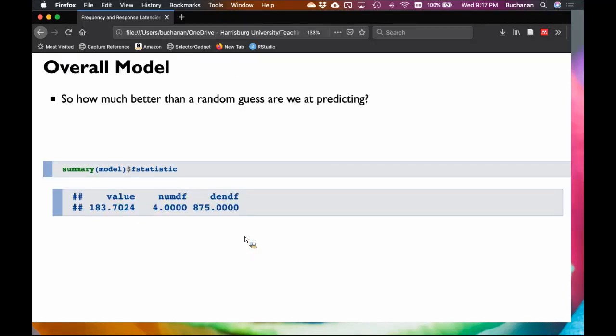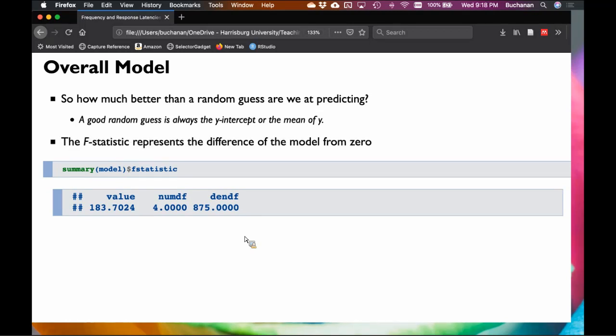But overall, how much variance is that total? Because I've talked about how the math does not add up in such a way that I can just say, oh, that's like 40% of the variance. It might, but it doesn't. So how much better are we than a random guess? A good random guess for regression is always the y-intercept. Okay, so the F statistic represents the difference of that model from essentially the y-intercept. Now I have from 0 here, but that means the R squared from 0, no prediction, how good is the y-intercept, that kind of thing.